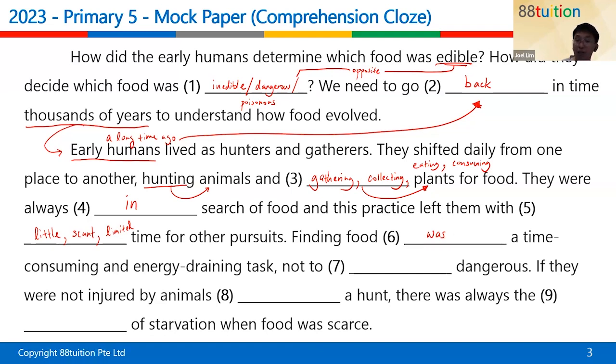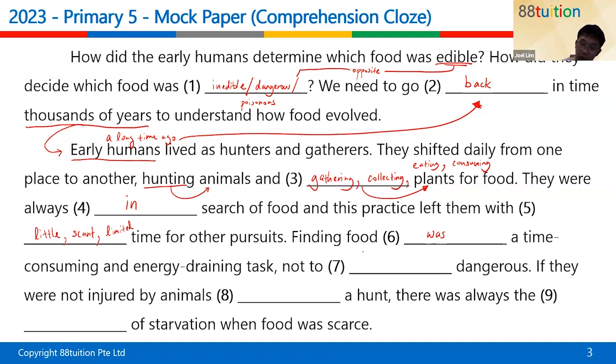That was the past. Now, it no longer is. Okay? So you can't use present tense like what Jianing put. Jianing put is over here, right? So that's wrong. Okay, finding food was a time-consuming and energy-draining task.